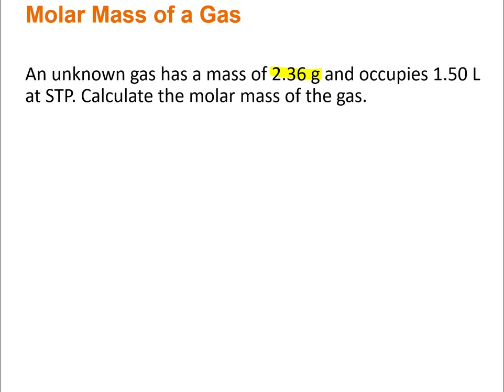So we're starting with a mass of 2.36 grams of some unknown gas, and it occupies 1.50 liters at STP. We've got to calculate the molar mass of the gas. What we know is that a gas at STP has a density equal to the molar mass over the molar volume. But we don't know the molar mass, so that doesn't help us.